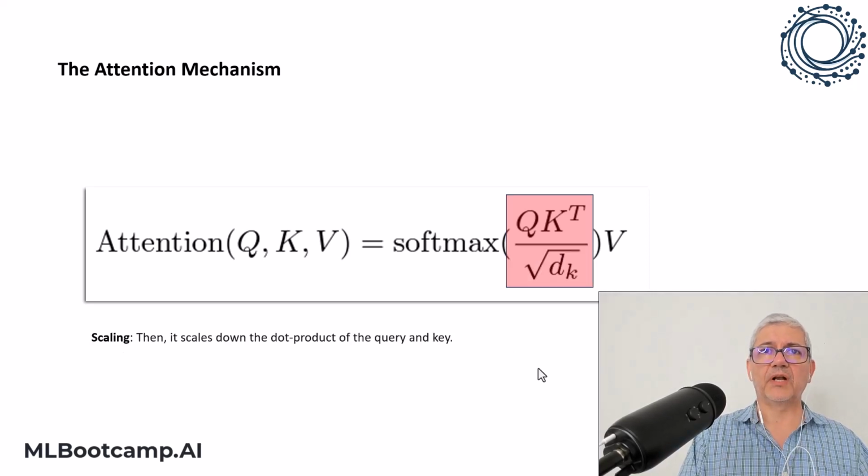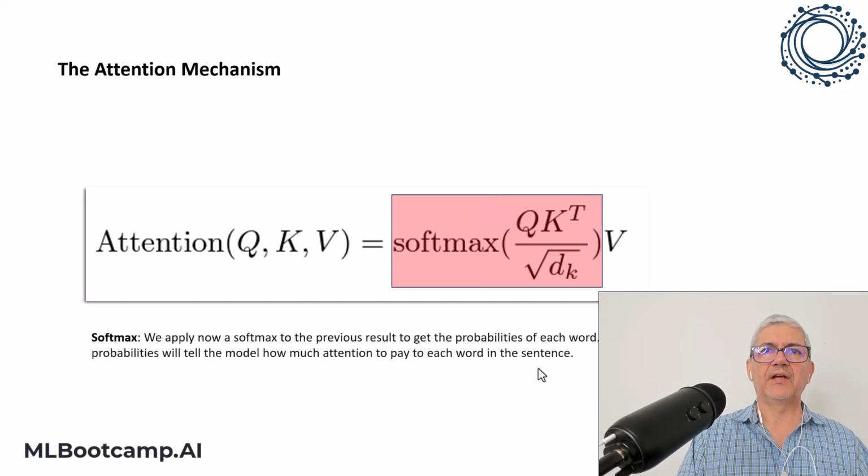Then in the formula, we scale down the dot product of the query and the key. Why? Because when the numbers are too big, they can mess up the model's ability to learn smoothly. It's like turning down the volume to hear better in a noisy room. Finally, we apply softmax to convert the previous result into probabilities for each word. These probabilities will tell the model how much attention to pay to each word in the sentence.